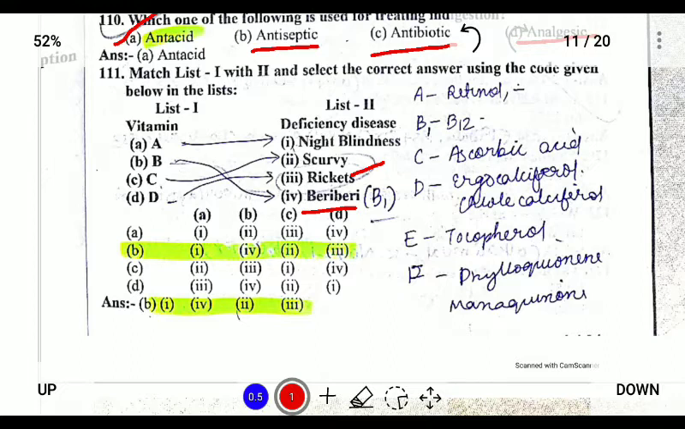So the answer is B. And there are different names for different vitamins. A is called retinol. B starts from B1 to B12, and C is called ascorbic acid, also known as citric acid. D is ergocalciferol or calciferol, E is tocopherol, and K is phylloquinone.